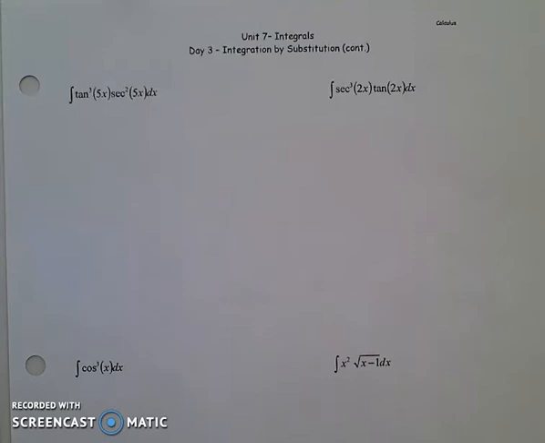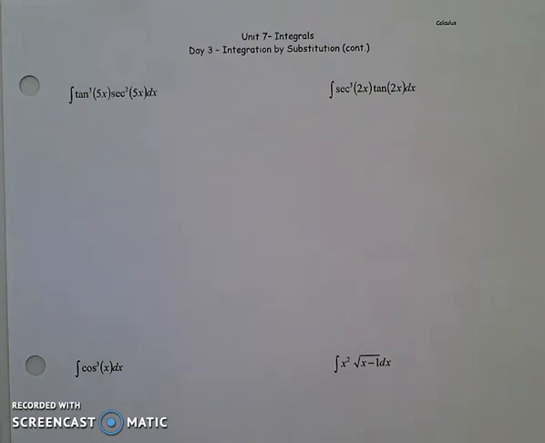It's a quick one. The only thing we have left is u substitution, which we already learned, but these are just a little more difficult u substitution ones. So let's look at the first one: tan cubed 5x, secant squared 5x. What are we going to do?